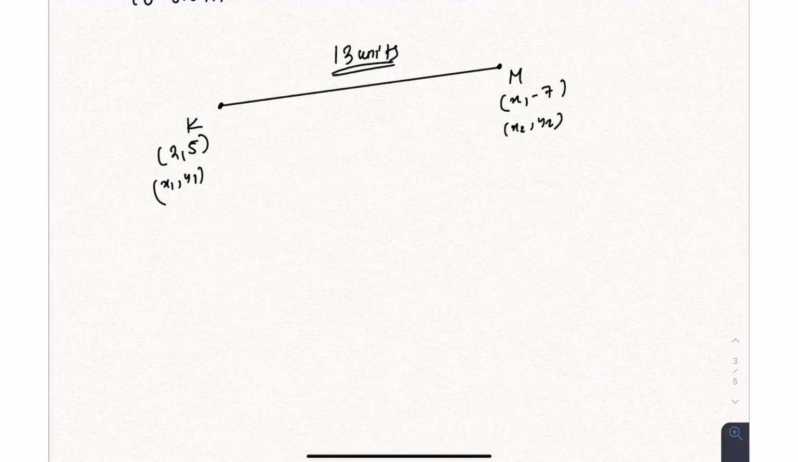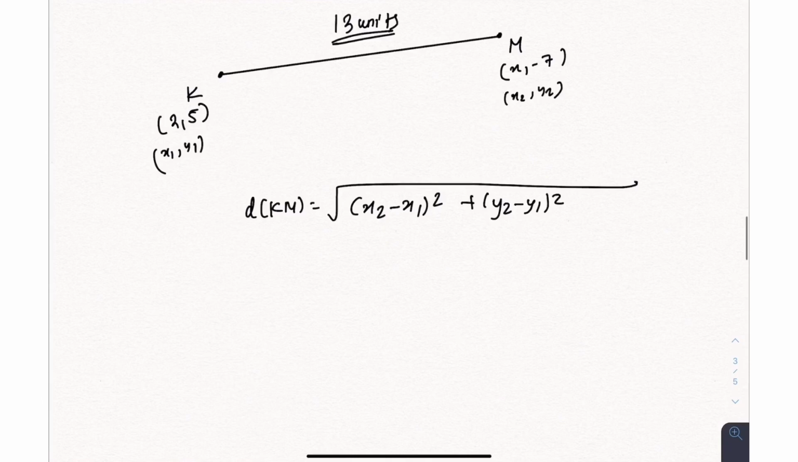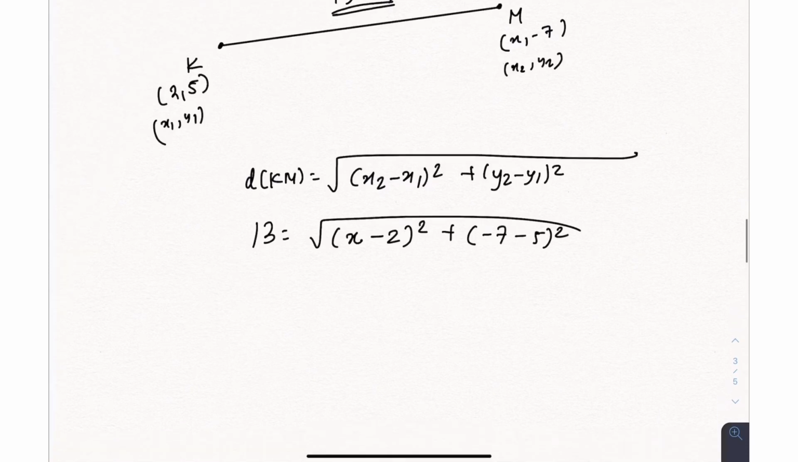So distance of KM is equal to root of (x2 minus x1) the whole square plus (y2 minus y1) the whole square. What is the distance? 13. Root of (x minus 2) the whole square, since x2 is x in this case, plus (minus 7 minus 5) the whole square, since y2 is minus 7 in this case.